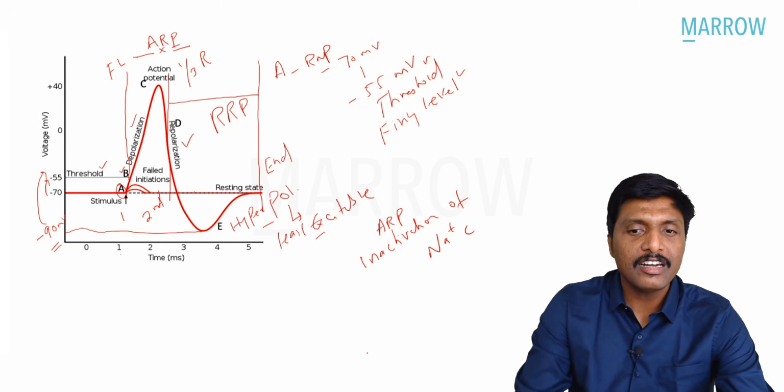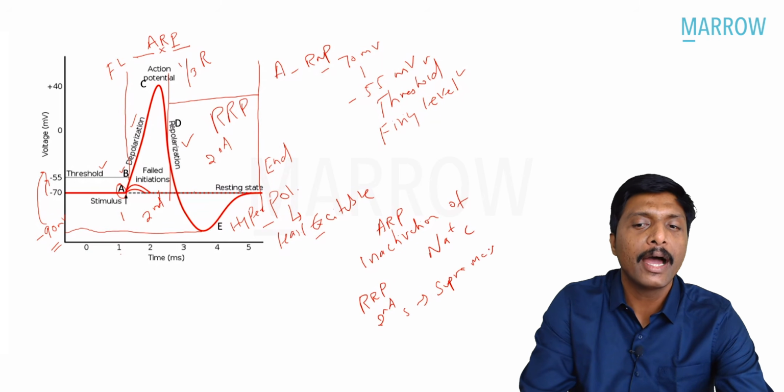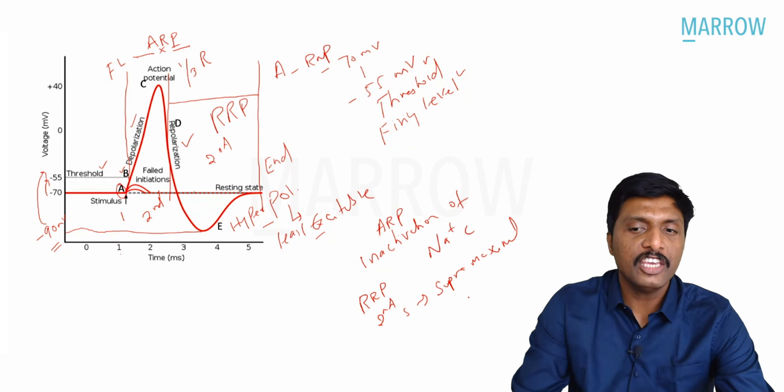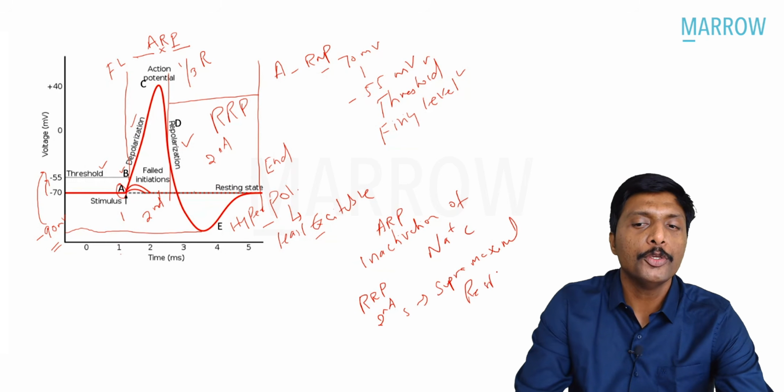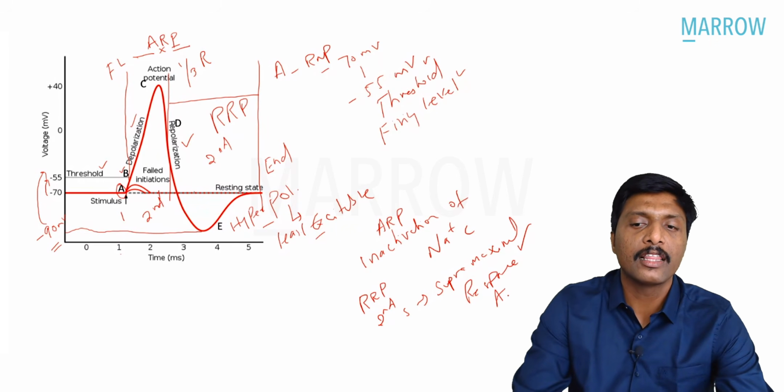Then what about the relative refractory period, sir? Look very carefully. During this relative refractory period, if you give the second stimulus, this second stimulus has to be supramaximal. If it is supramaximal, you will possibly get a response in the form of another action potential.